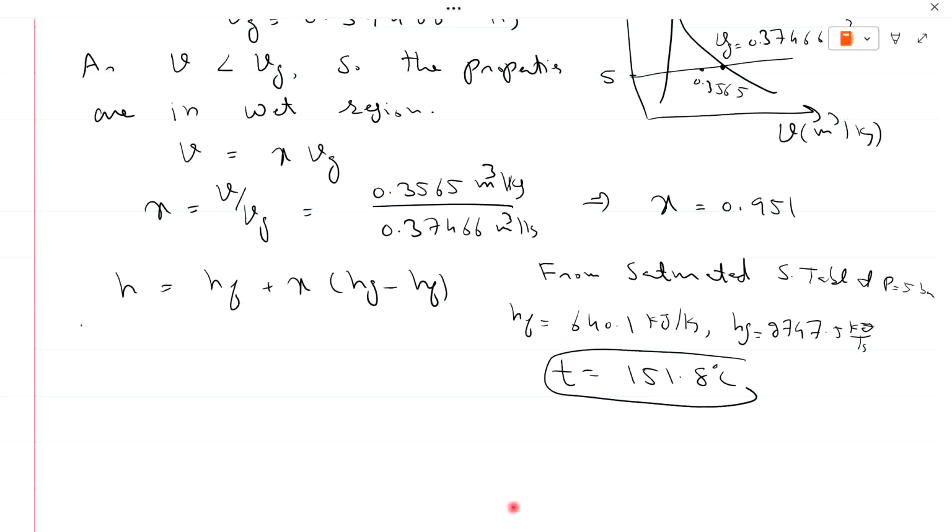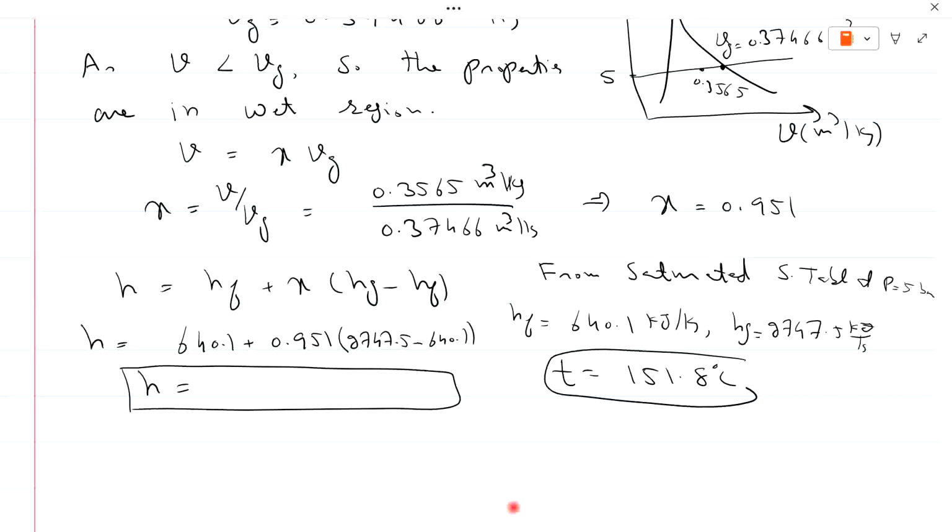Now put Hf and Hg in this formula. So Hf is 640.1 plus 0.951, the value of X, times Hg, 2747.5, minus Hf, 640.1. So calculate H from this. The value of H is 2646 kilojoule per kg.